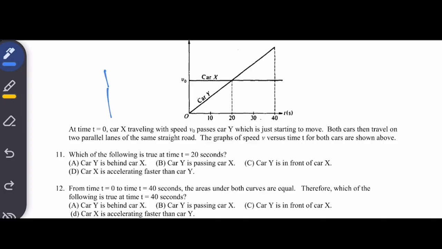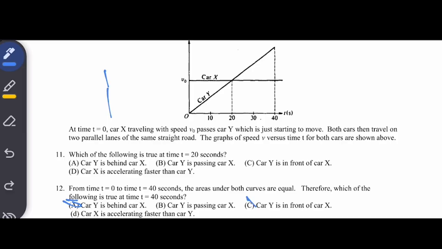So then looking at our answer choices, hypothetically speaking, which one would be the best fitting? It says car Y is behind car X, car Y is passing car X, car Y is in front of car X, and car X is accelerating faster than car Y. So looking at this, well, we just said that they've covered the same displacement. So at time t equals 40, one of them can't be behind and one of them in front. So we know we can cross out choice A, and choice C, because they're talking about in front and behind.